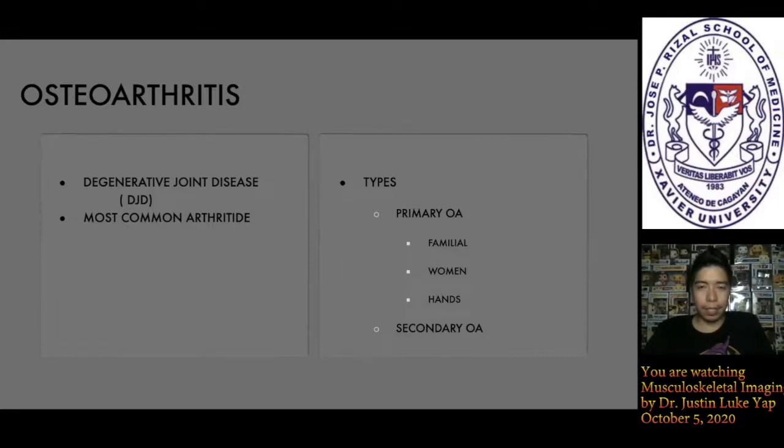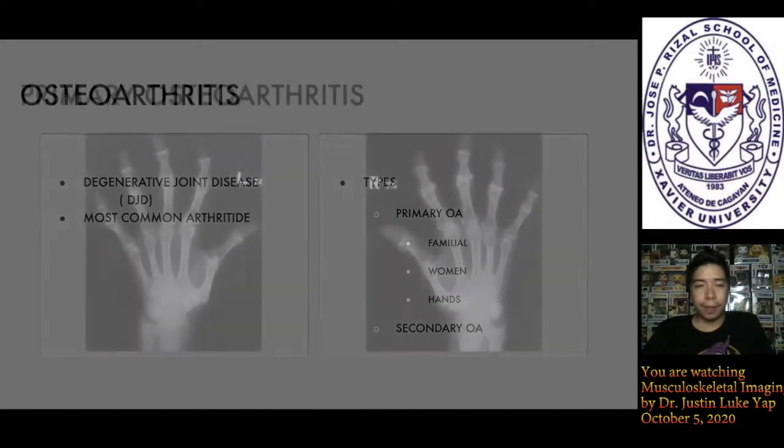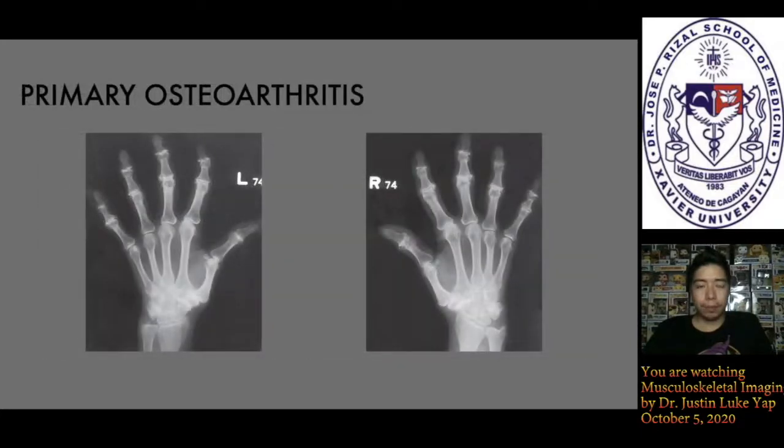So for osteoarthritis, again, it's the most common. So again, this is another example, this time affecting the hands. So you can see that there's marked narrowing of the interphalangeal joint spaces and there's increased density along the margin, so that pertains to your sclerosis. And you have again spur formation or bone outgrowths along the periphery of the involved joints. So this is what you call also the gull-wing sign.